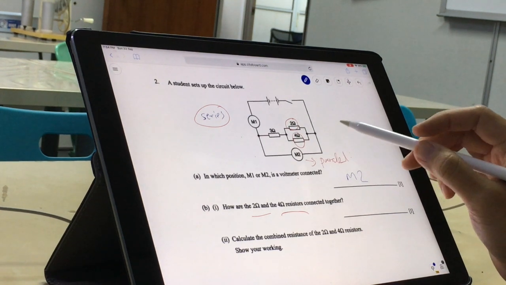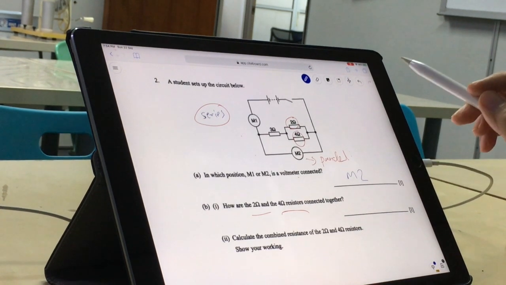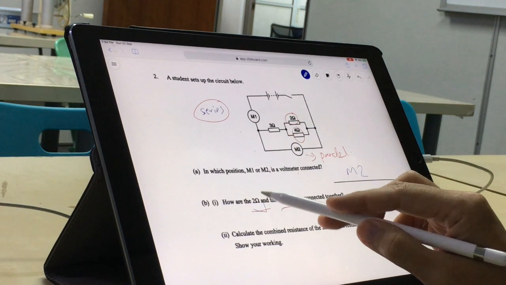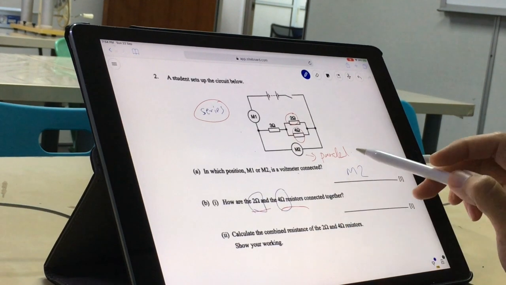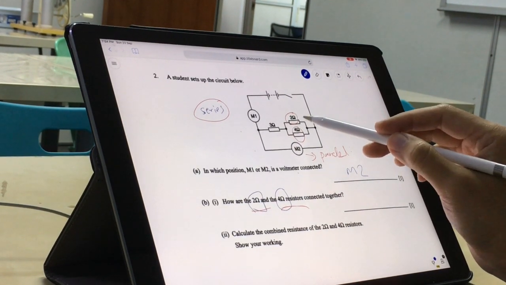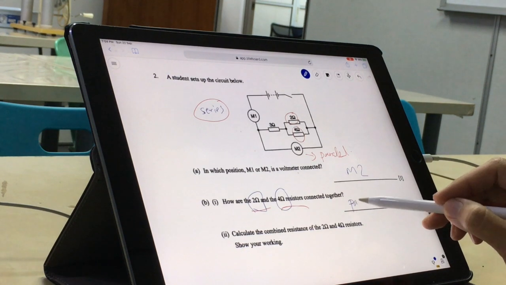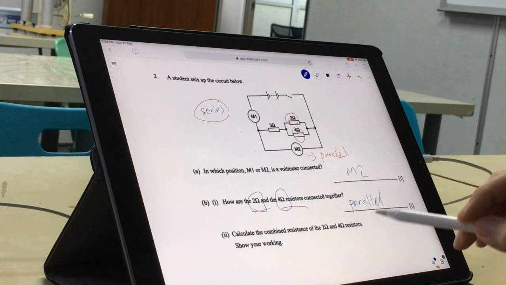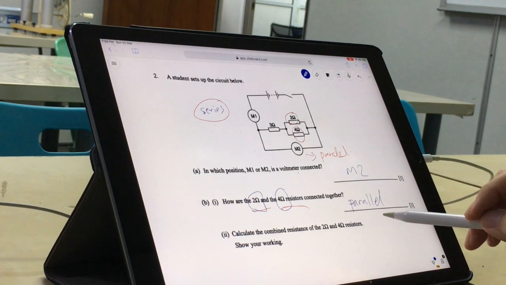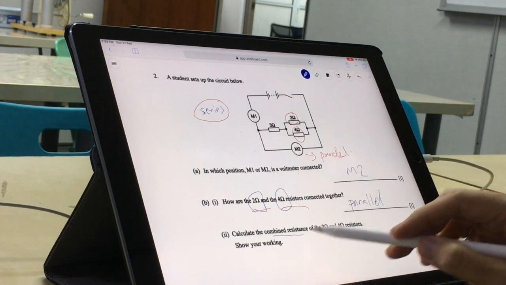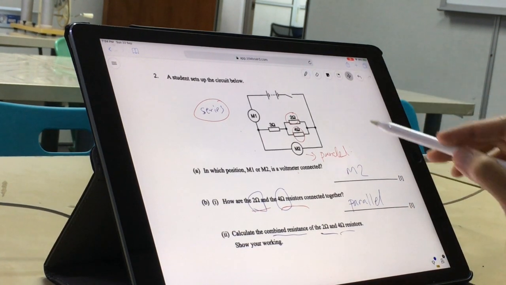Okay, M2 is parallel. M1 is series. So how are the 2 and the 4 ohm resistor connected? These two are parallel. Is it okay? Yeah, so calculate the combined resistance of the 2 and 4 ohm resistor.